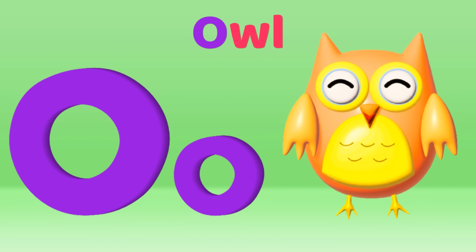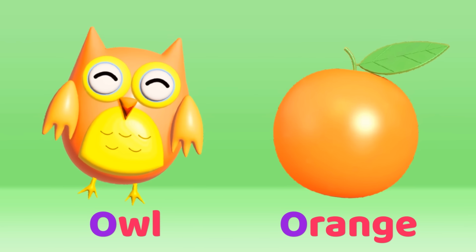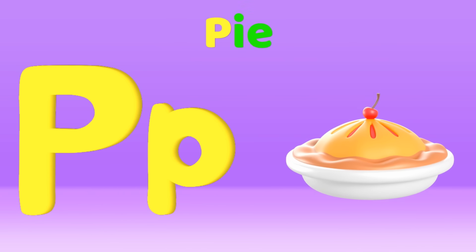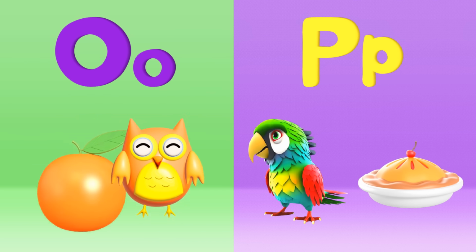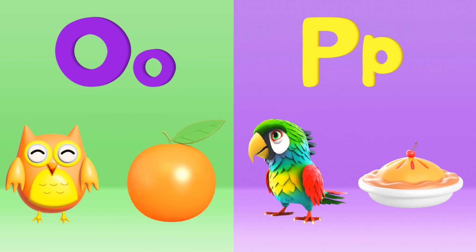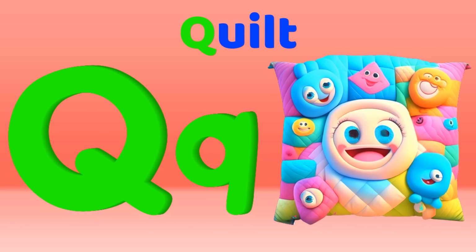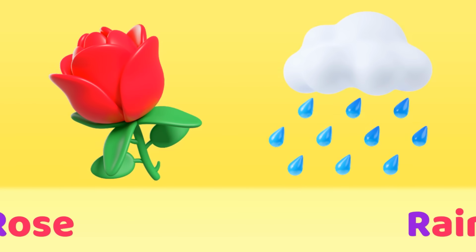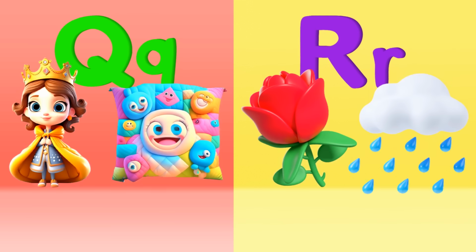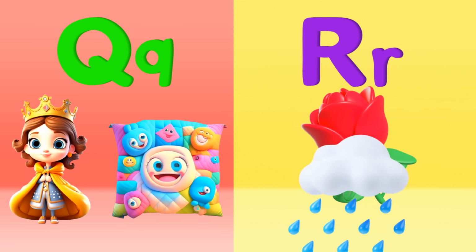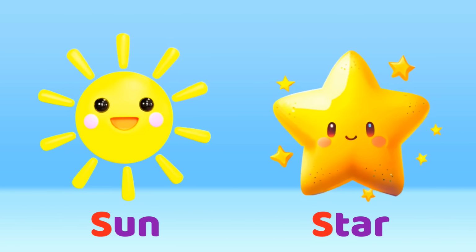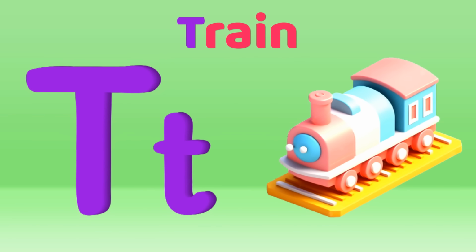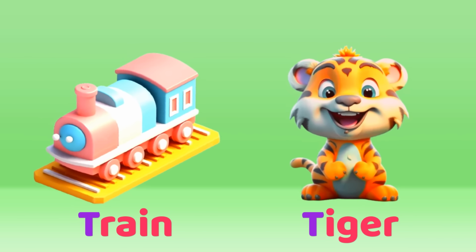O for owl, O for orange, O. P for parrot, P for pie, pa. Q for queen, Q for quilt, qua. R for rose, R for rain, ra. S for sun, S for star, sa. T for train, T for tiger, ta.